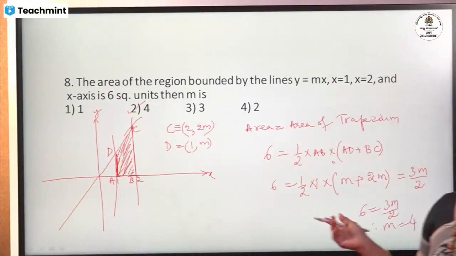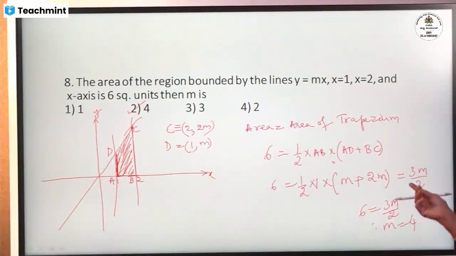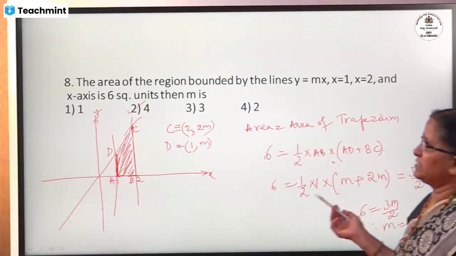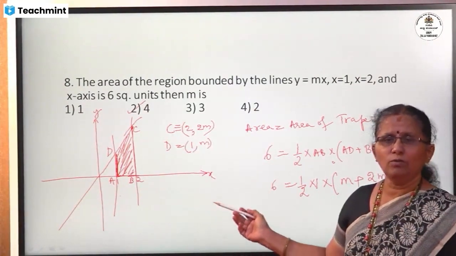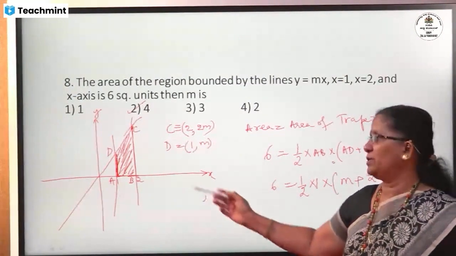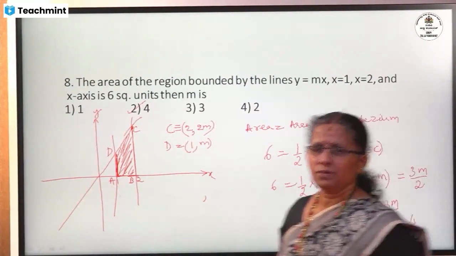Actually, this question was asked with the intention that you should do integration and find out the value. But in most cases, without doing integration, knowing the geometry, you can solve the question. Okay.